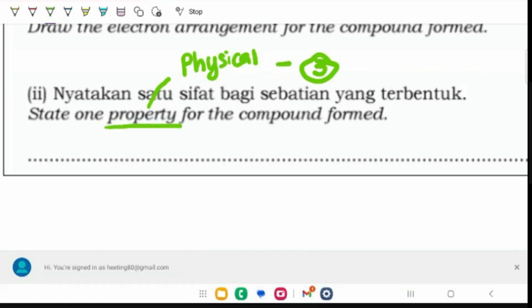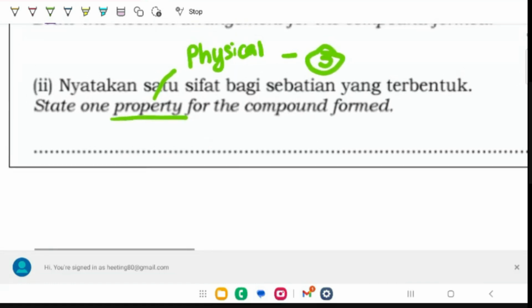Because the positive ions and negative ions are attracted by strong electrostatic force. Okay, strong electrostatic force, yes. Because of the positive and negative, then a lot of heat energy is needed to overcome the force. Okay.